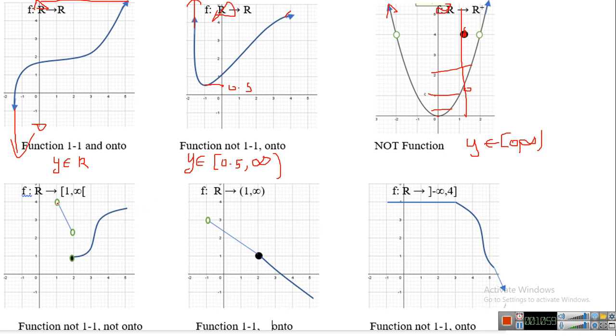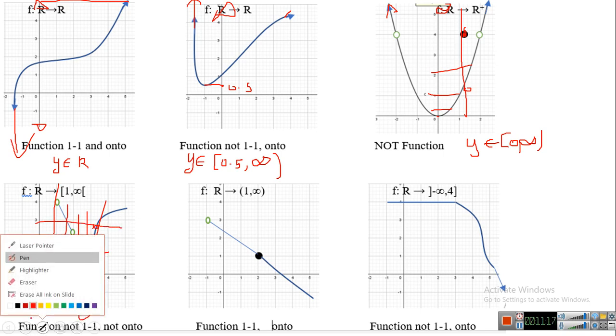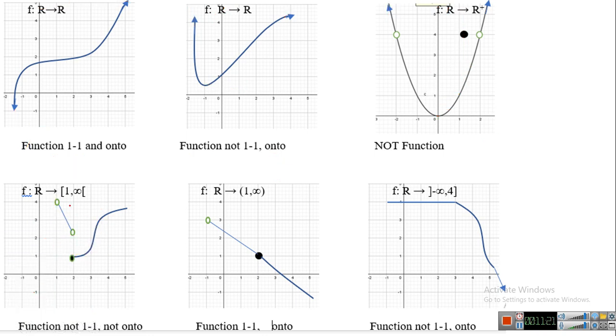Here we're going to start from 1 closed, so you must include the 1. First of all, if you draw a vertical line here, you have one point of intersection. If you draw a horizontal line, you have more than one point. So it's a function, not one-to-one. Is it onto? Let us see. The 1 must be included, but you can see if you draw a line, you always have a minimum of one point. It will cut in minimum one point.